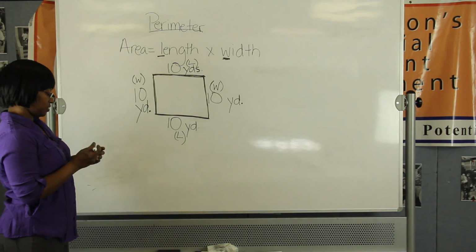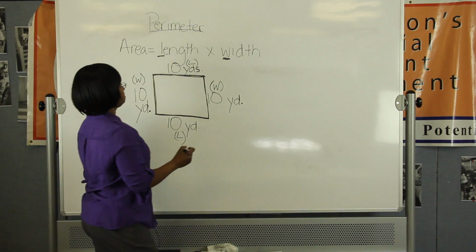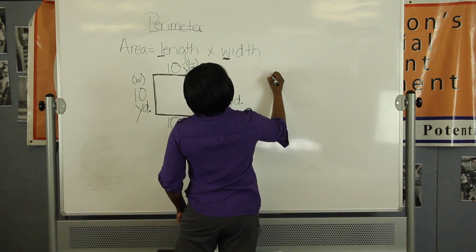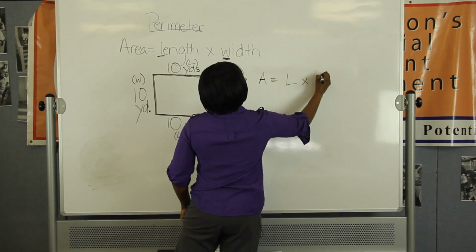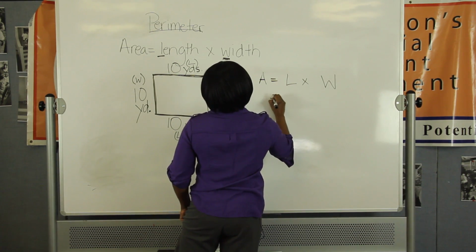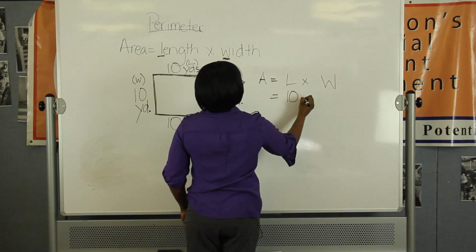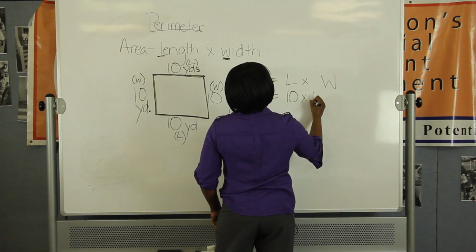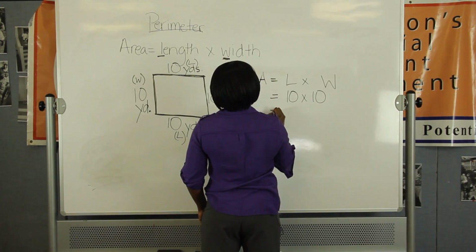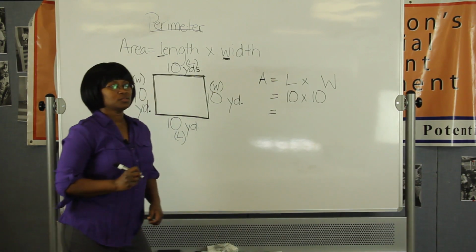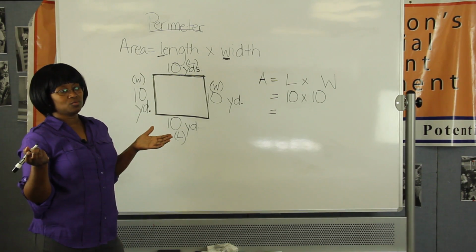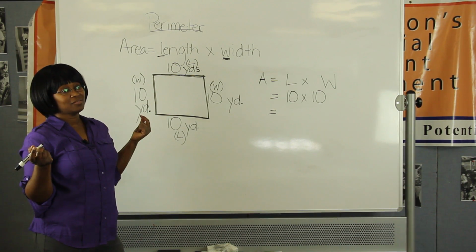How are we going to find out what the area is? So we're going to go area equals length times width. So the length is 10 times the width, which is 10. So who knows the math fact 10 times 10? We used to be excited when we learned that one right off the bat.